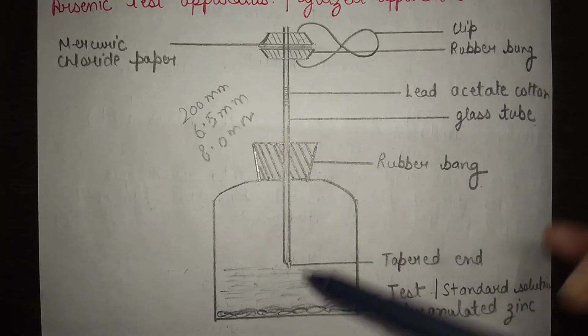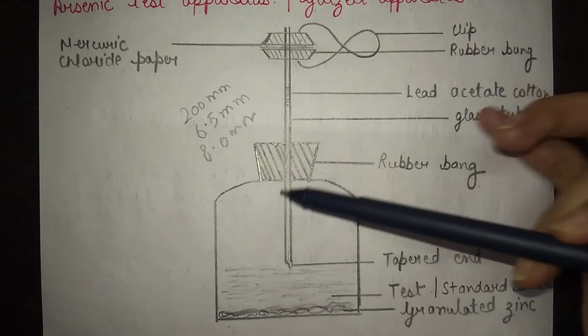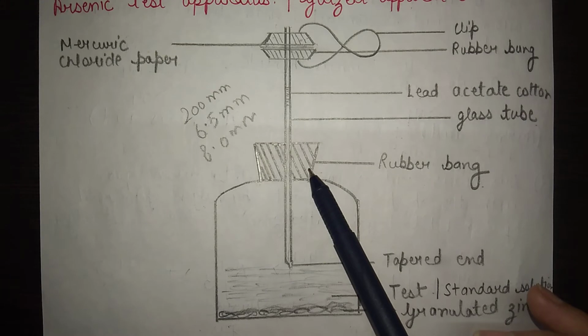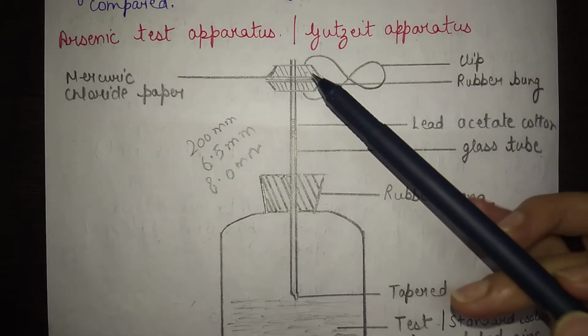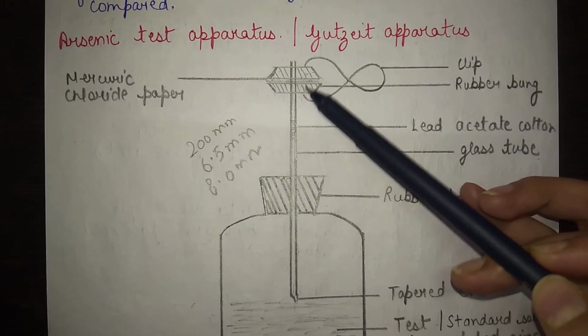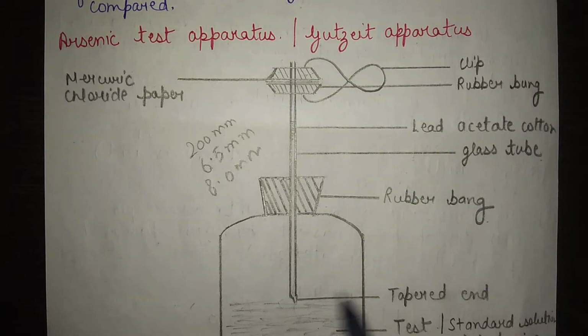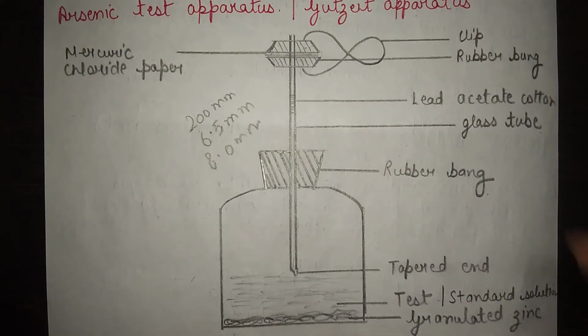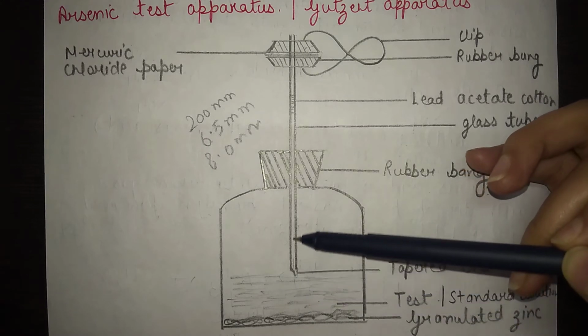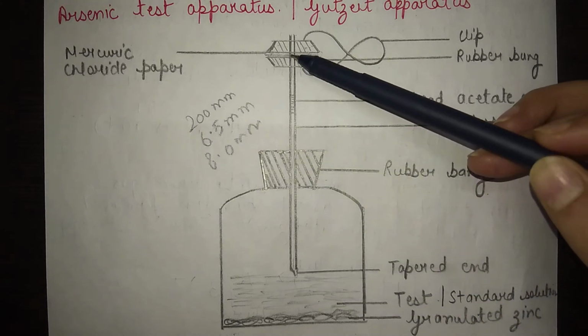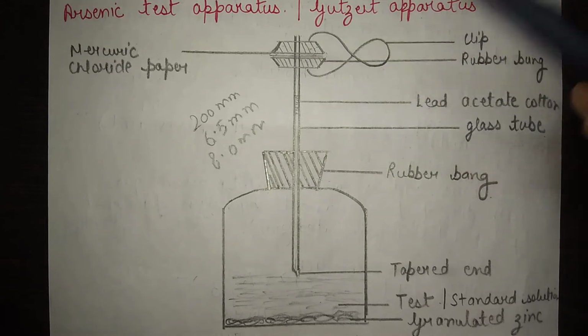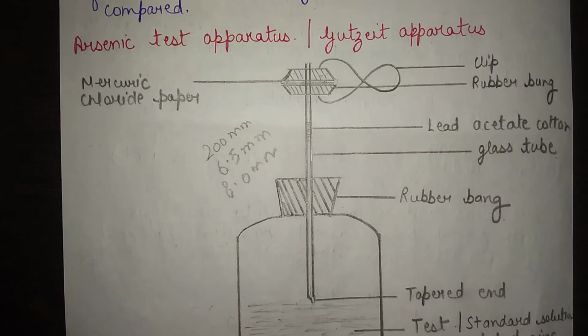So this is the glass bottle, this is the glass tube. It has a rubber bung, and on the upper side there are two rubber bungs, and in between the two rubber bungs the mercury chloride paper is placed. The arsine gas which is produced here will travel from here and then react with mercury chloride paper to produce the stain. Okay, so now let us understand this apparatus in detail.